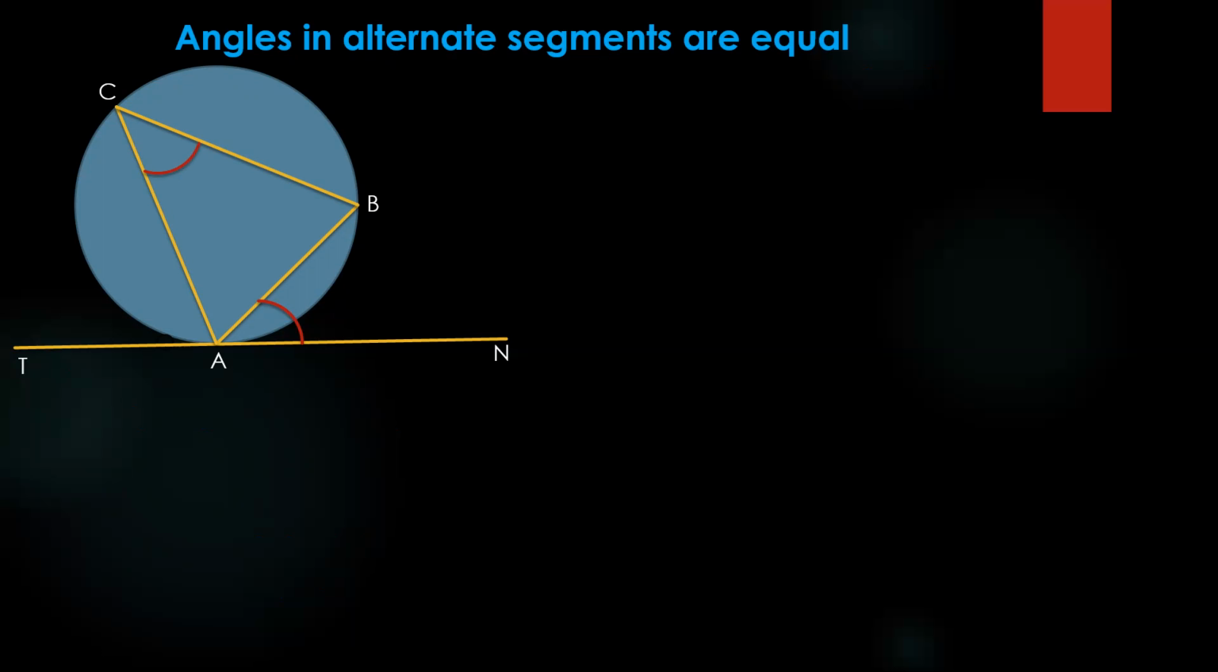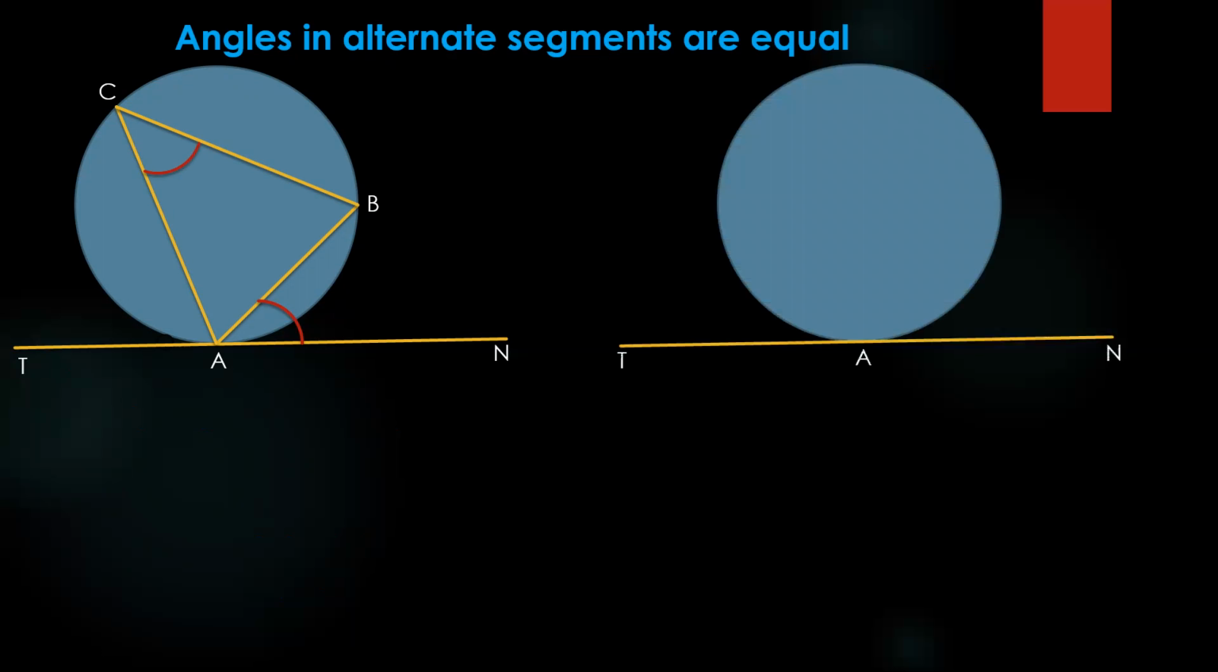Okay, now here, look at another figure. Here, this is a tangent TAN, the same point of contact, and here I draw the curve AC. Now when I draw the curve AC, what happens? The angle CAT will be formed, and this angle is always equal to the angle in the alternate segment, and that is angle ABC. Now in the first figure, you can see angle BAN is equal to angle C, and in the second figure, you can see angle CAT is equal to angle B. Okay, remember, angles in alternate segments are always equal.